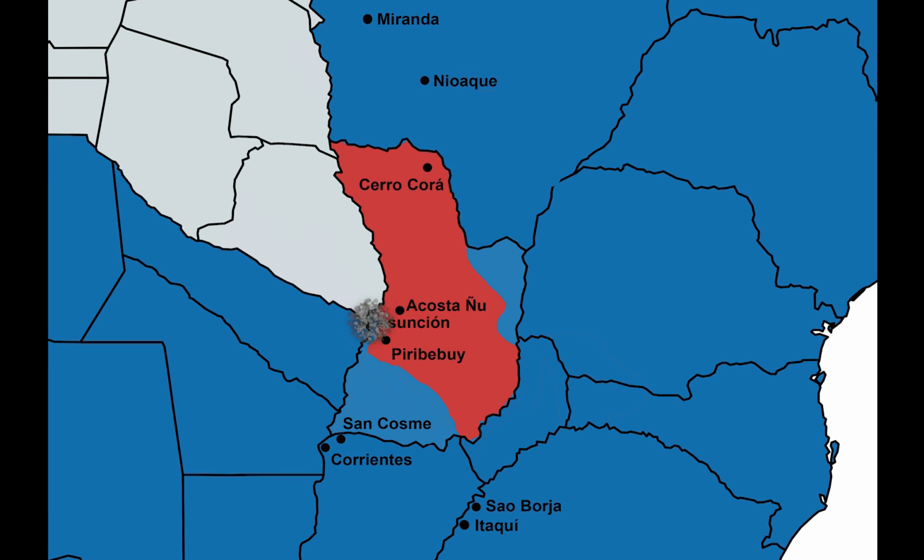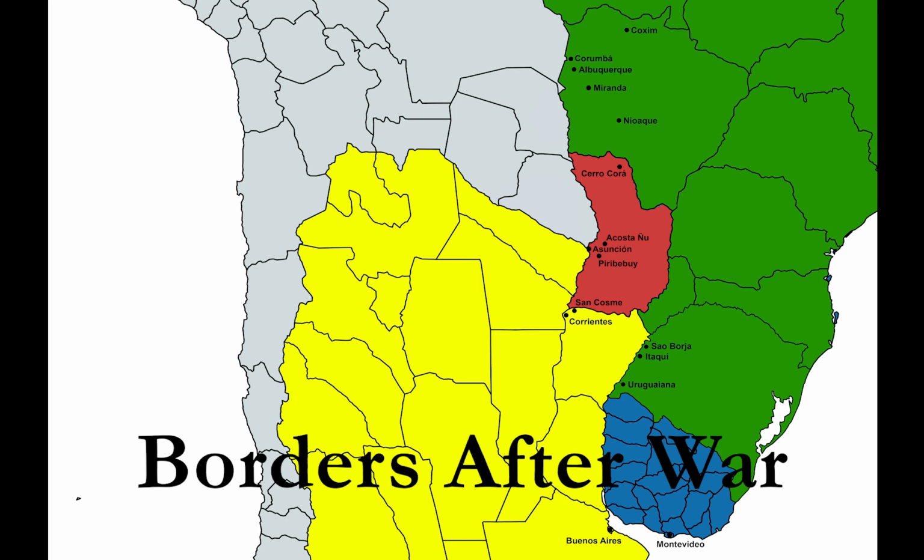Meanwhile, Solano Lopez organized a resistance in the mountainous north. The last Paraguayan camp was surprised in an attack at Cerro Cora. Solano Lopez was fatally injured by a spear, and only after his death did the Paraguayan War finally end.